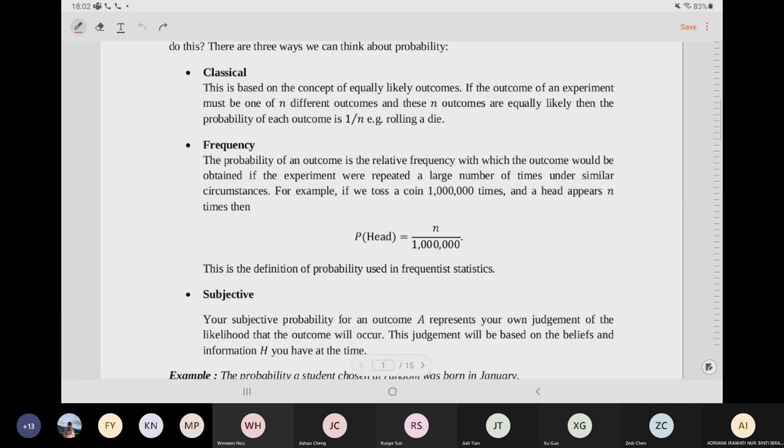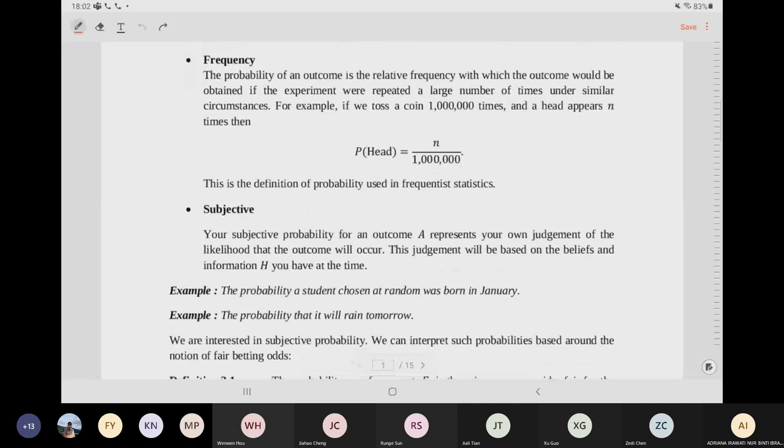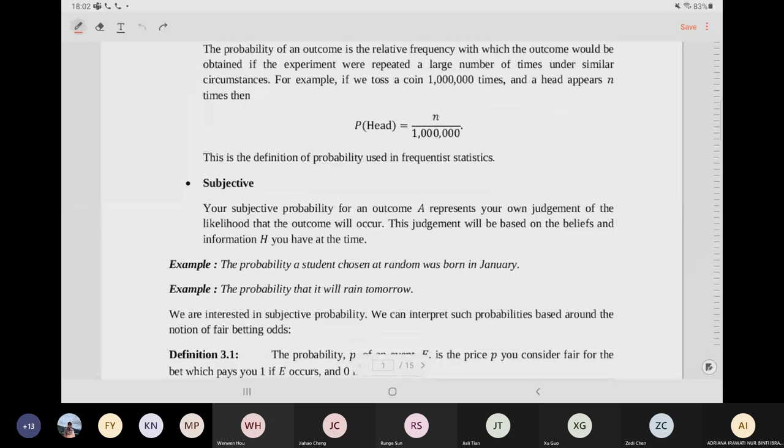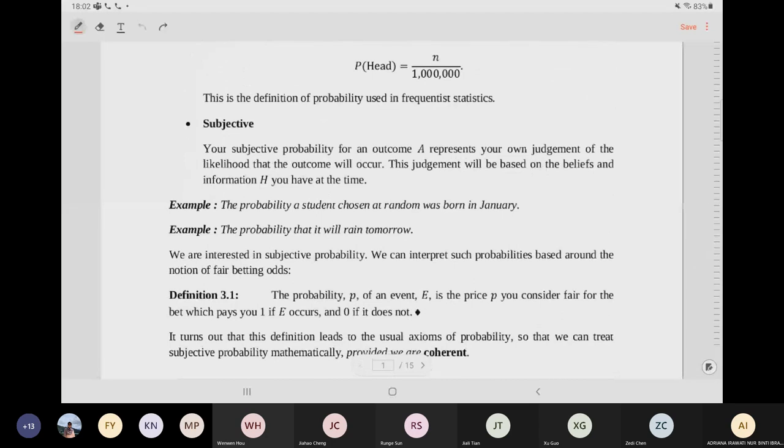Okay, and the one that we are going to mostly use in Bayesian is the subjective probability, right, where you use your own judgment. Okay, so it is based on belief and information. If you look at the example, it's very subjective, right? The probability that a student chosen at random was born in January, and the probability that it will rain tomorrow. So they are actually very subjective.